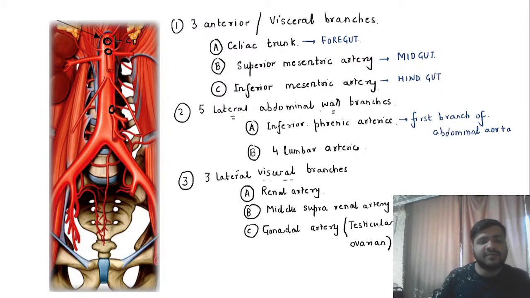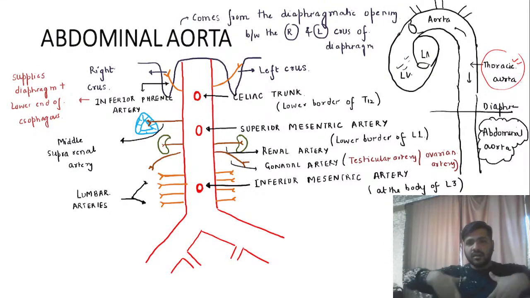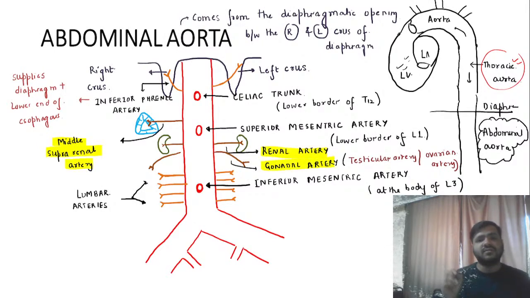So far we have discussed the anterior branches which come in front, the lateral branches which supply the walls, and the lateral branches which supply the organs. We have discussed the gonadal, renal, and middle suprarenal arteries. These supply the organs: the testes, ovaries, kidneys, and the glands. So these are the viscera of the abdomen, and they get direct blood supply from the aorta itself.